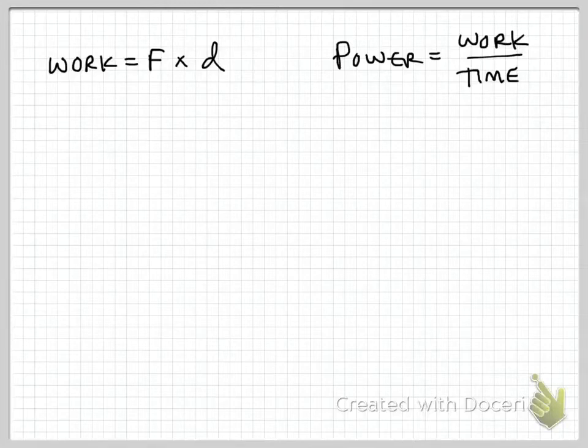Up until this point, we've talked about work and we've talked about power. Work is a force times distance. We have to remember that the force and the distance have to be in the same direction, so at times we have to use trig to find F in the x direction. Power is pretty simple. It's simply the work divided by the time. The more time it takes, the less power. The less time, the more power.